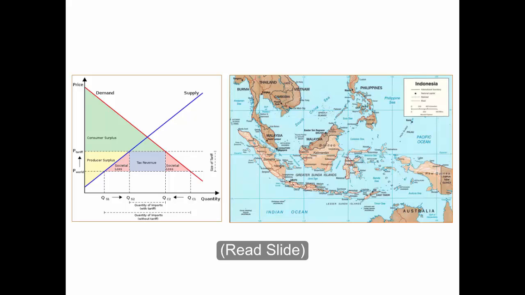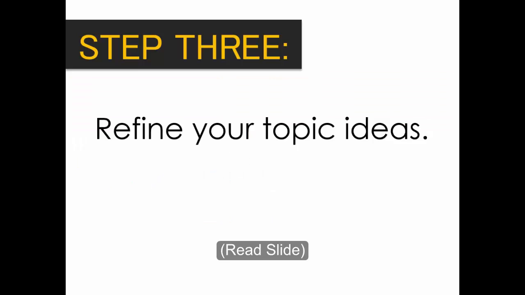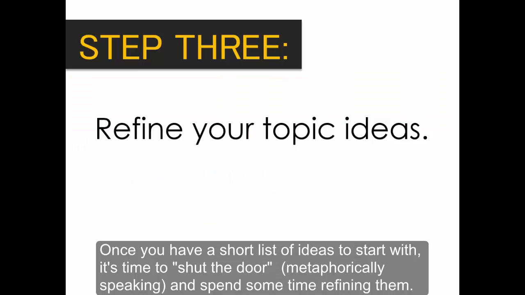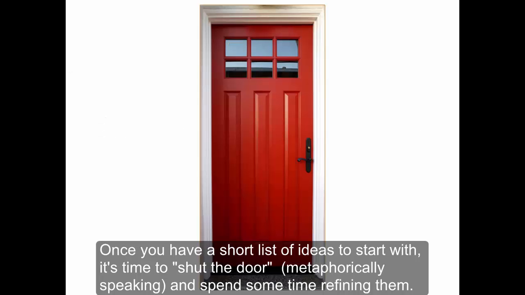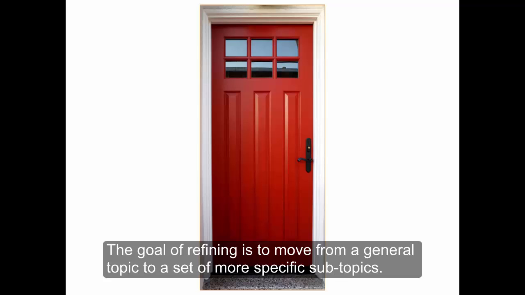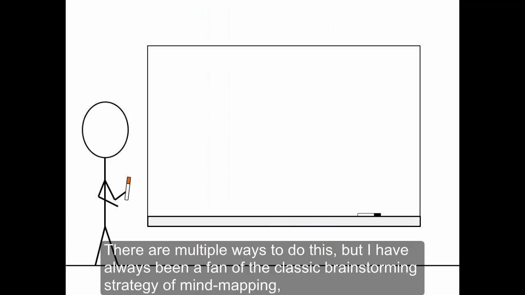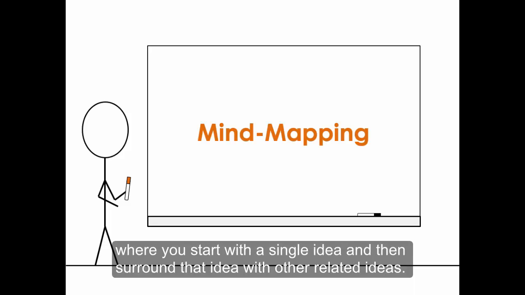Step 3. Refine your topic ideas. Once you have a short list of ideas to start with, it's time to shut the door and spend some time refining them. The goal of refining is to move from a general topic to a set of more specific subtopics. There are multiple ways to do this, but I have always been a fan of the classic brainstorming strategy of mind mapping, where you start with a single idea and then surround that idea with other related ideas.